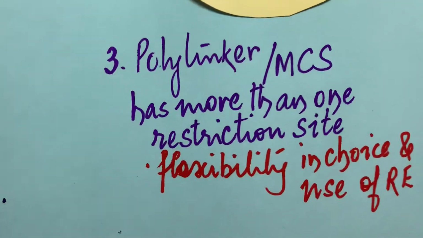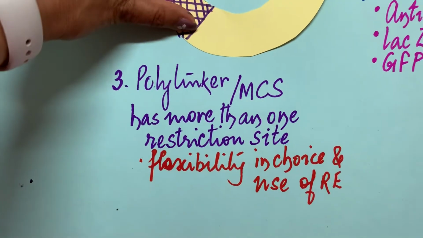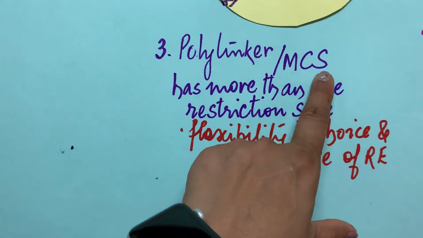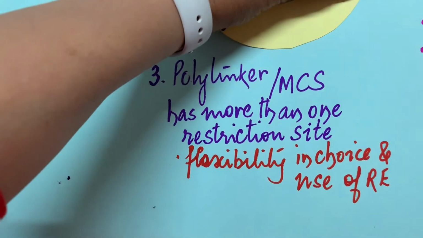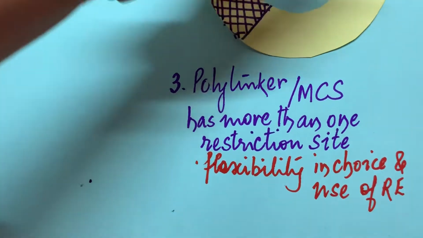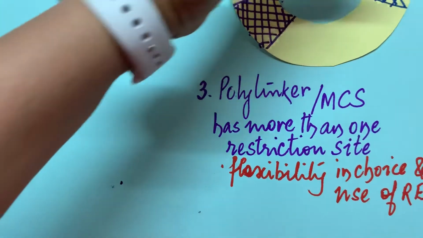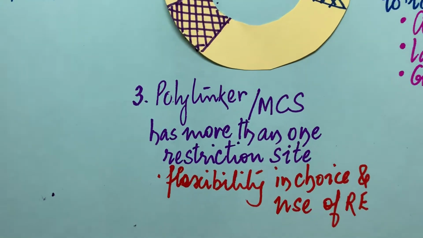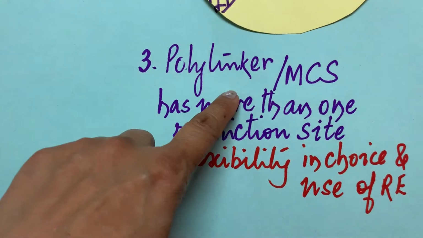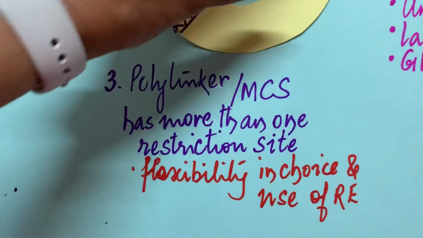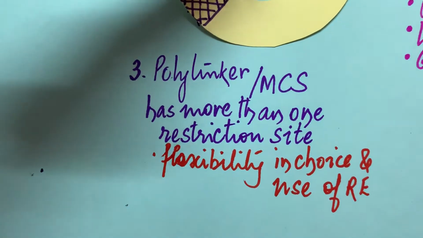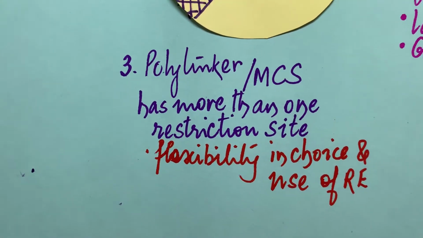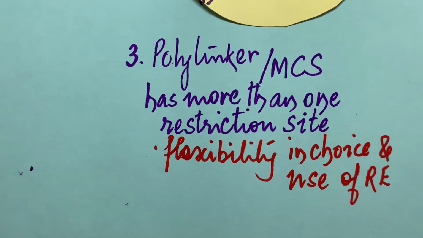And then we also require a polylinker in the vector. So basically, what is a polylinker or multiple cloning sites? In this particular area, when you want to insert the desirable gene, you need to cut it with the help of restriction enzymes. So the basic purpose of a polylinker is to have multiple cloning sites, so that you have more than one restriction site and you have a choice of using many restriction enzymes.